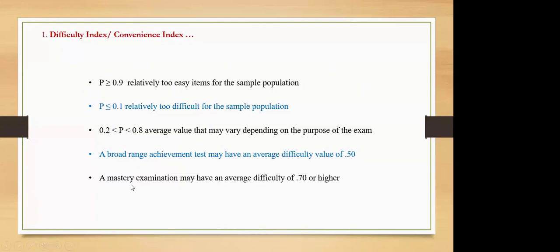Normally in mastery examinations, the average test difficulty is 0.7 or higher. That is for mastery examinations, unlike aptitude tests. Usually we try to keep the difficulty index between 0.2 and 0.8. If it is 0.5, it's fine.